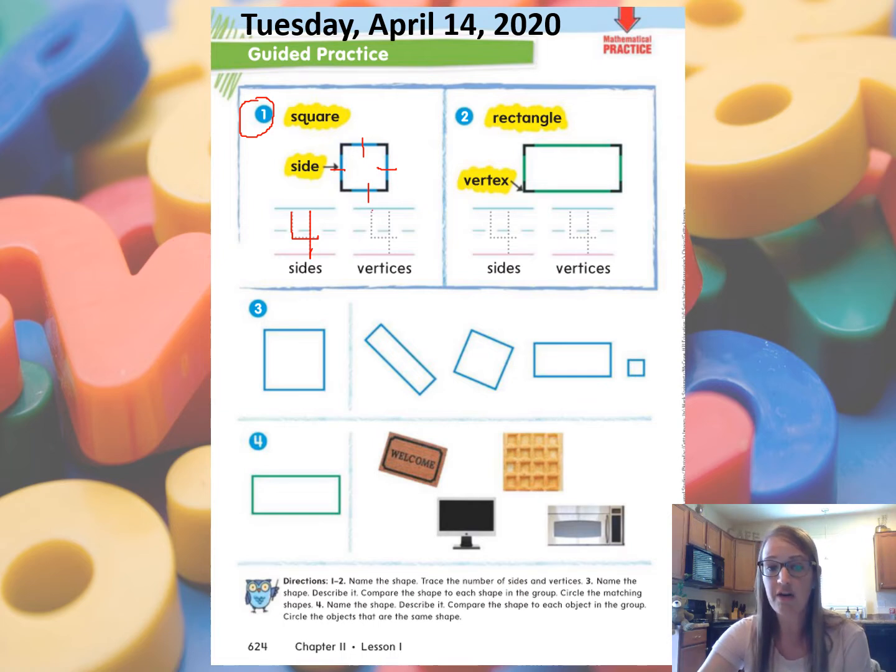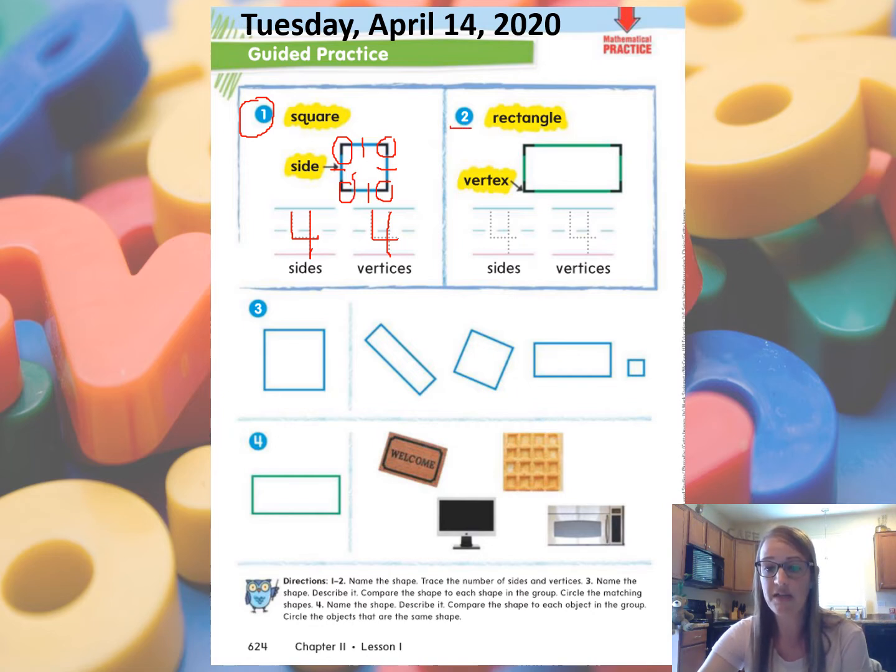And also a square has 4 vertices. I'm going to trace that number and I'm going to circle where the vertices are on this page as well. Vertices are also known as corners. And there's those vertices. Now we're going to go to number 2.